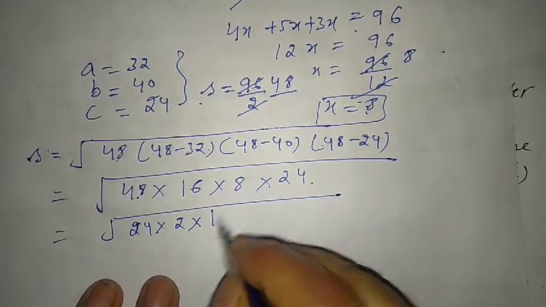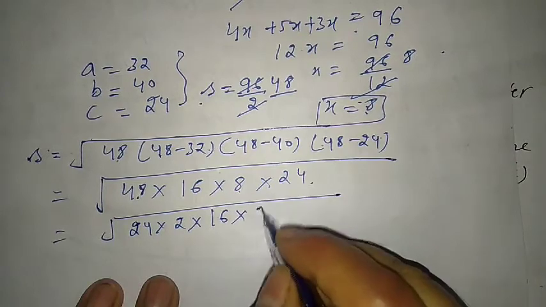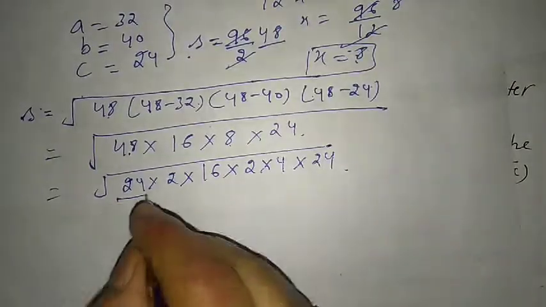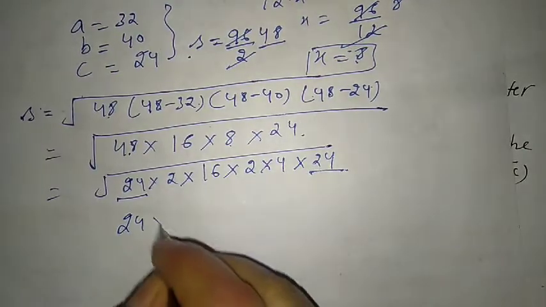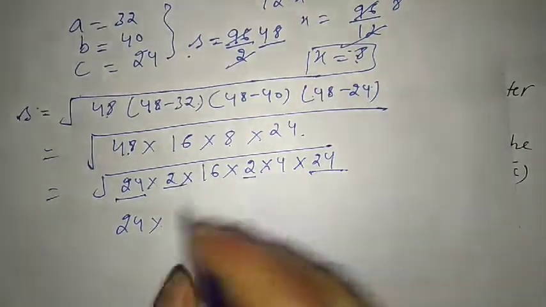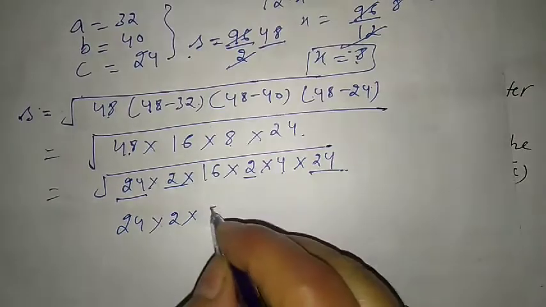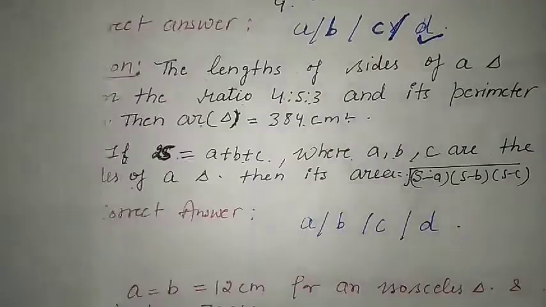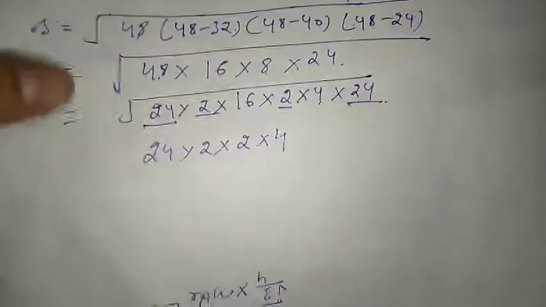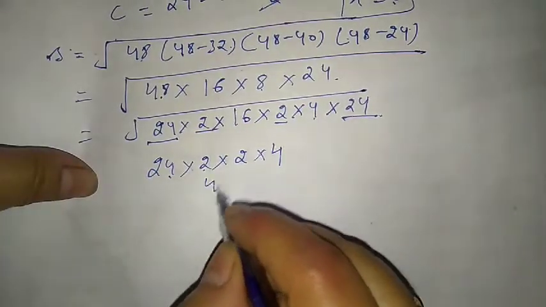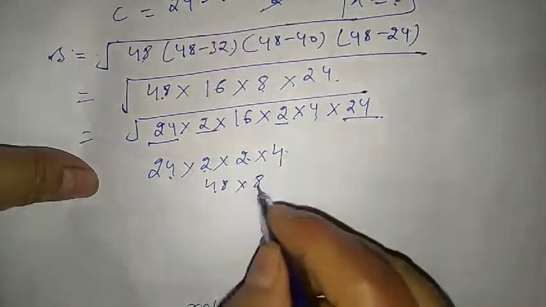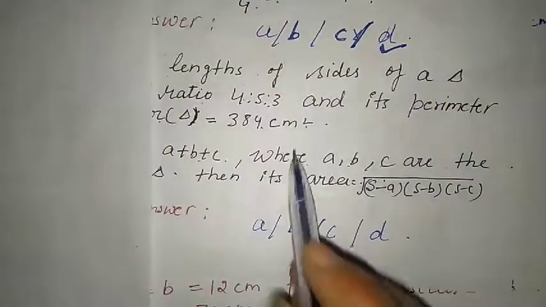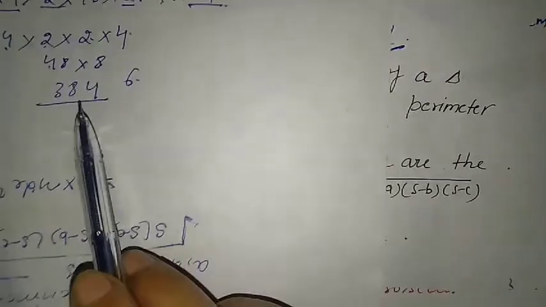Now 16 is as it is, and 48 can be written as 2 into 4 into 6, with 24 in pair. Out of these two, 4 is coming out, and from 16, 4 is coming out. So what answer are we having? 4 into 4 into 24 is 384. This is the correct answer, 384.